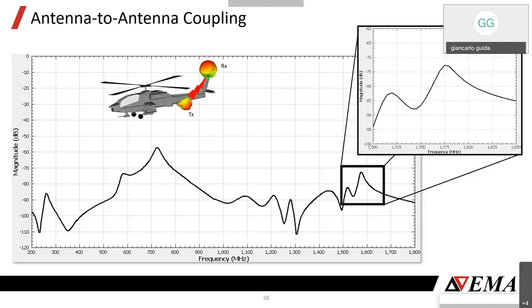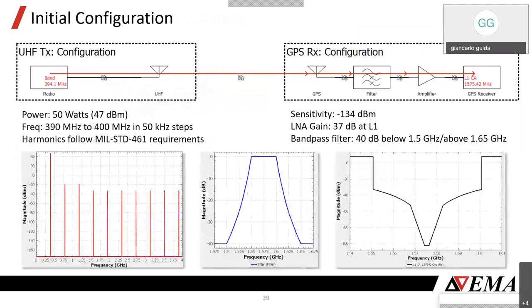Nevertheless, what we get here is a coupling of minus 73 to minus 95. Again, we said, wow, good. It's a good isolation, maybe still not a problem, but we are still looking at the problem from the antenna point of view. As a matter of fact, the problem involves something more than just the antenna.